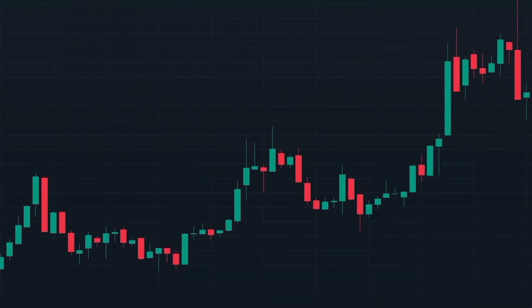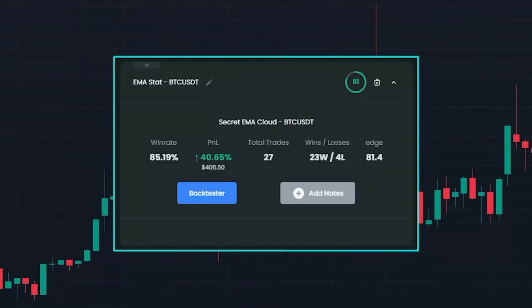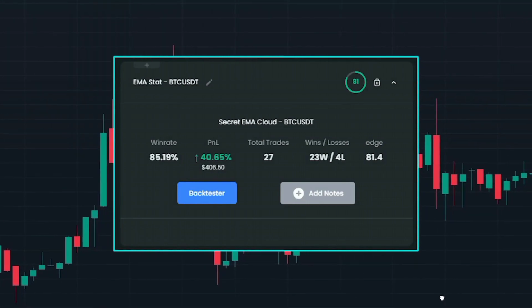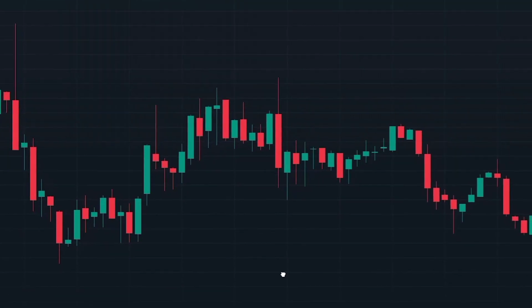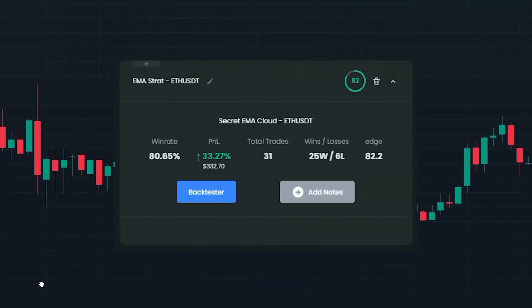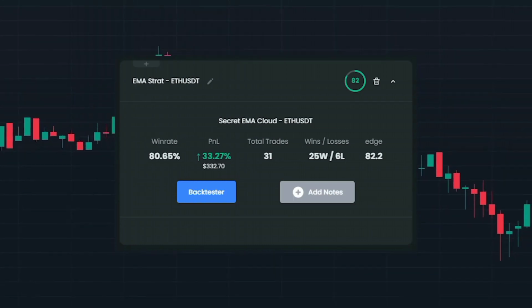Here are the results for each coin. The first pair we backtested the strategy on was BTC/USD. As you can see, the win rate was 85.19%, with also a really good amount of profit. On ETH/USD, the win rate was a bit lower, but still extremely good at 80.65%, causing for a 33% profit.